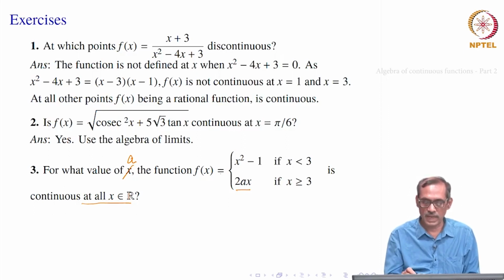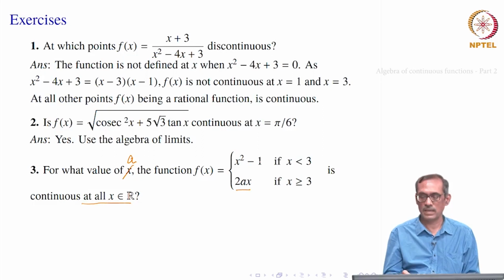So, the function is defined as f(x) equal to x square minus 1 if x is less than 3, and 2ax if x is greater than or equal to 3. Fine. So, our aim is to show that f(x) will be continuous, but we do not know this unknown a. This unknown a can be defined so that it will become continuous at all x. What is this a? That is the question.